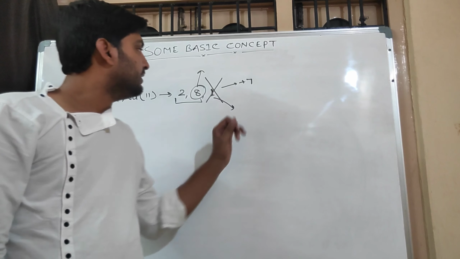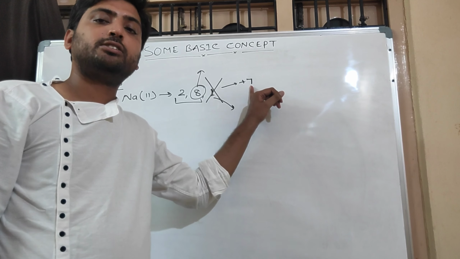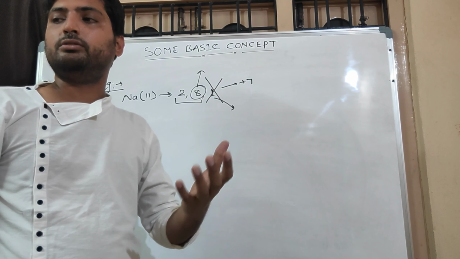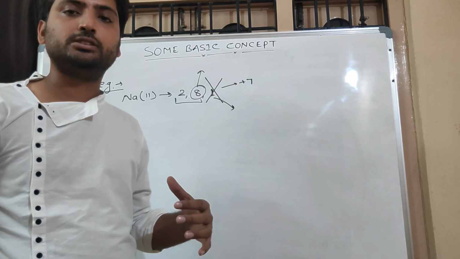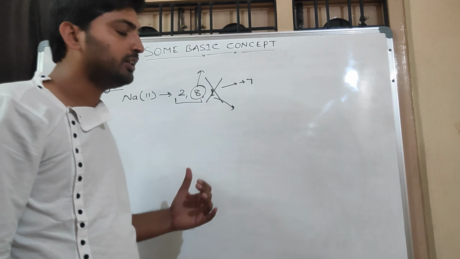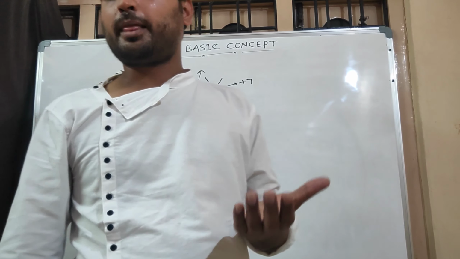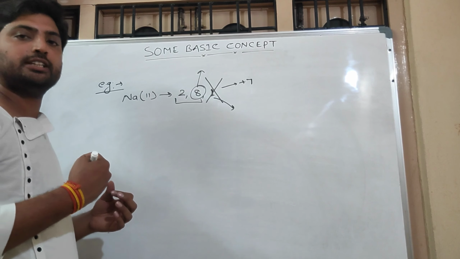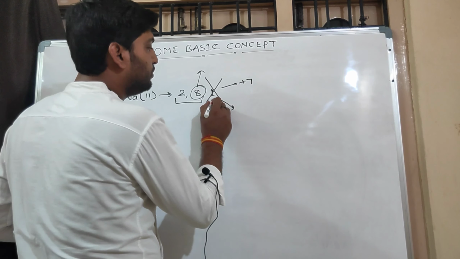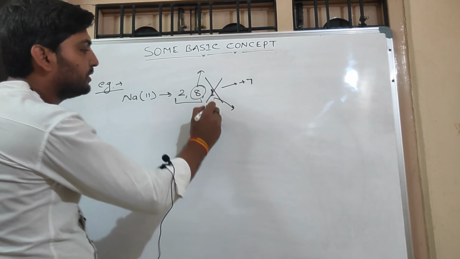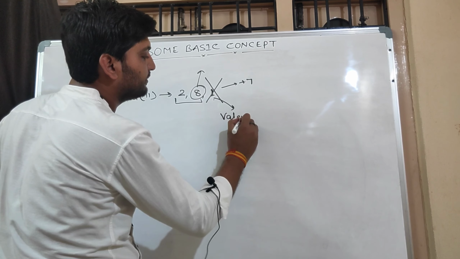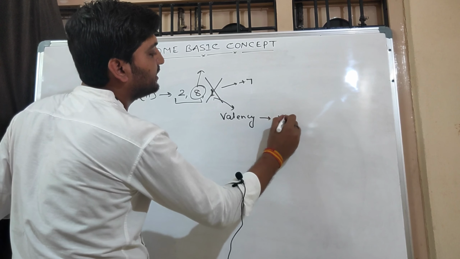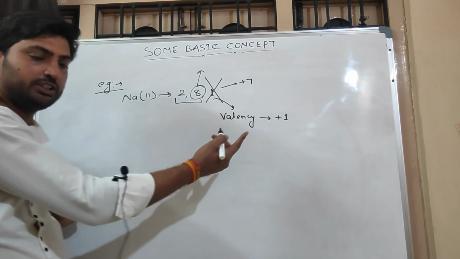Now think, is it possible to gain 7 electrons from others? If you have 1 rupee, will your friend give you 7 rupees to help you, or will you have to give 1 rupee to him to help him? Is it easy to lose 1 electron, or easy to gain 7 electrons? It is easy to lose 1 electron. Therefore its valency is +1, because it is losing an electron.